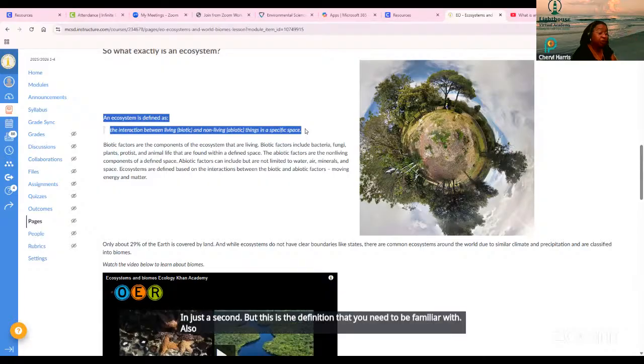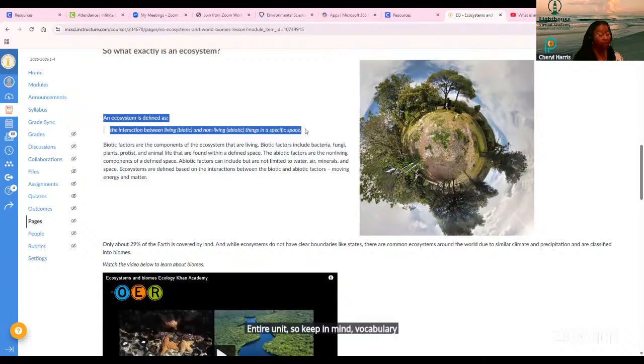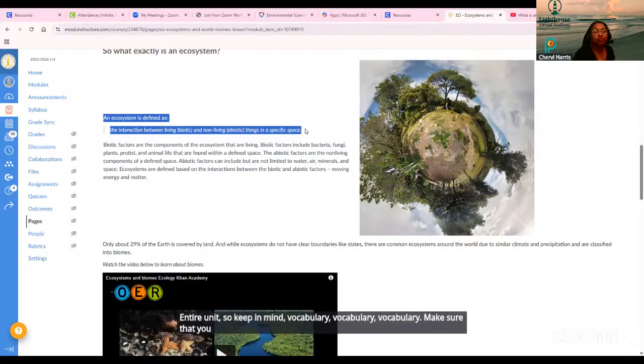Also, remember that we are going to do a unit test at the end of this entire unit. So keep in mind vocabulary, vocabulary, vocabulary. Make sure that you can relate your vocabulary.